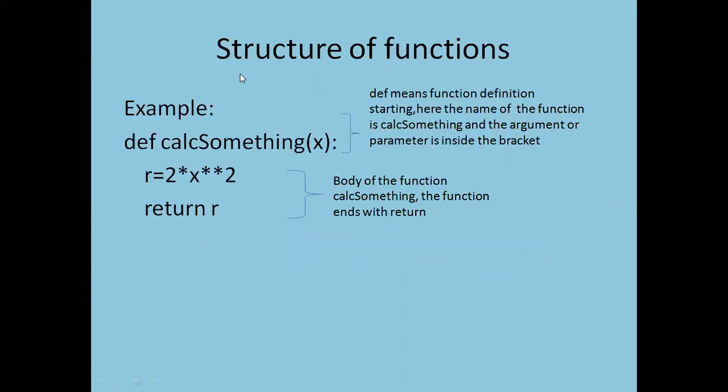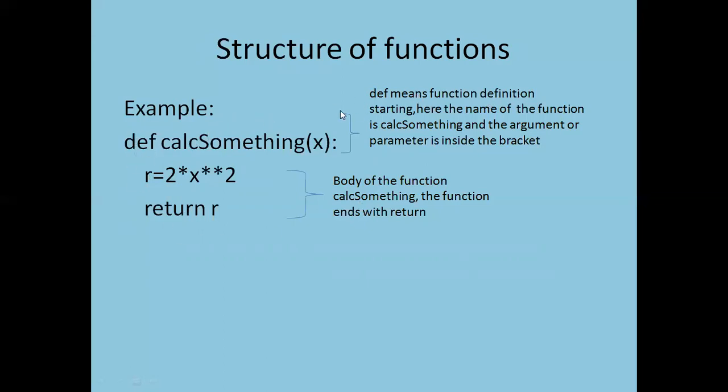Now, the structure of our function is this way. We will be writing def calc, then in a bracket x, and don't forget to put a colon. And here in this particular line, I have only two statements. The first statement is r is equal to, it is an expression, and it's returning a value. So your structure of a function, this whole thing, is known as a definition of a function.